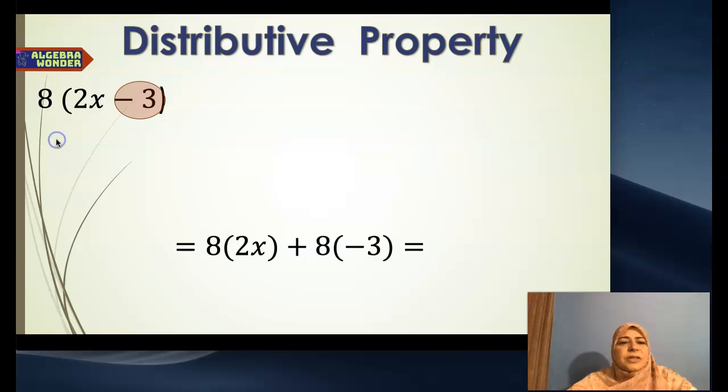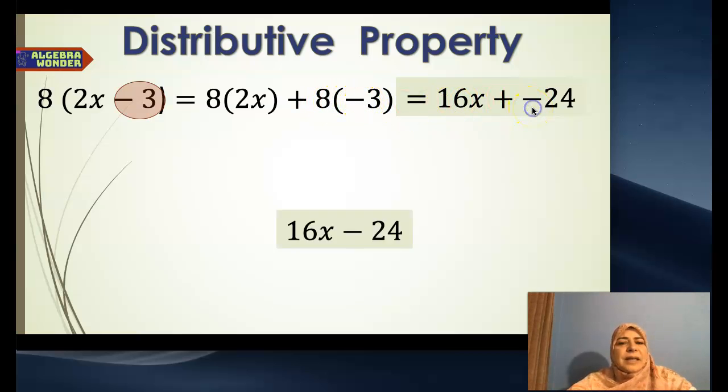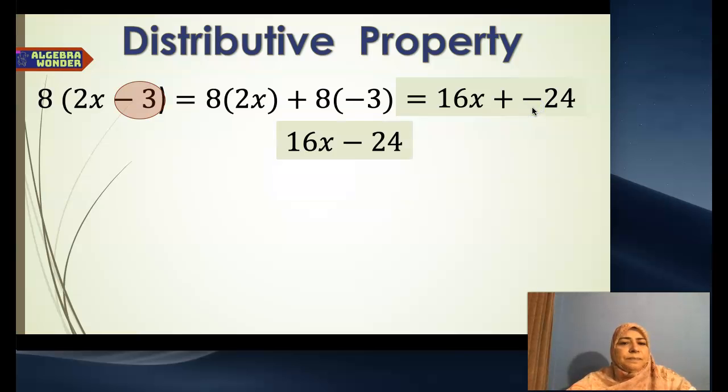And then I'm just going to distribute. So I have 8 groups of 2x, so 8 times 2x, and I have 8 groups of negative 3, so 8 times negative 3. So 8 times 2x is 16x, and 8 times negative 3 is negative 24. Again, adding a negative is just subtraction. You can just write it like that.